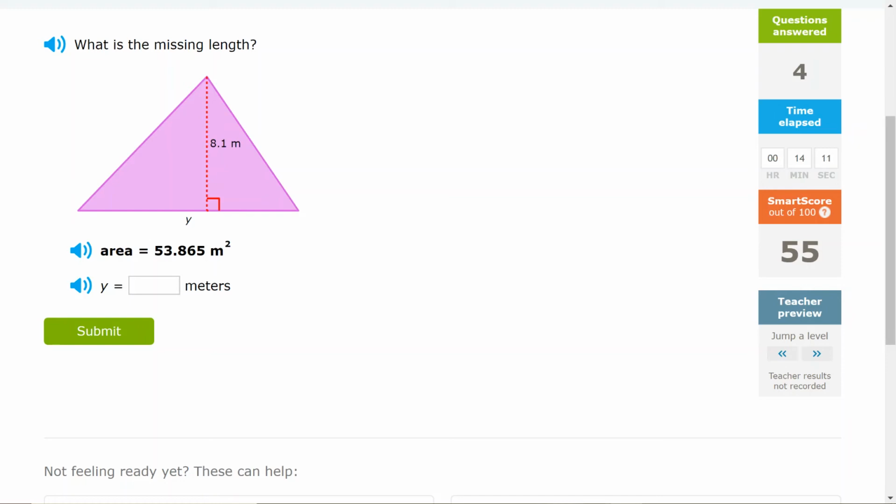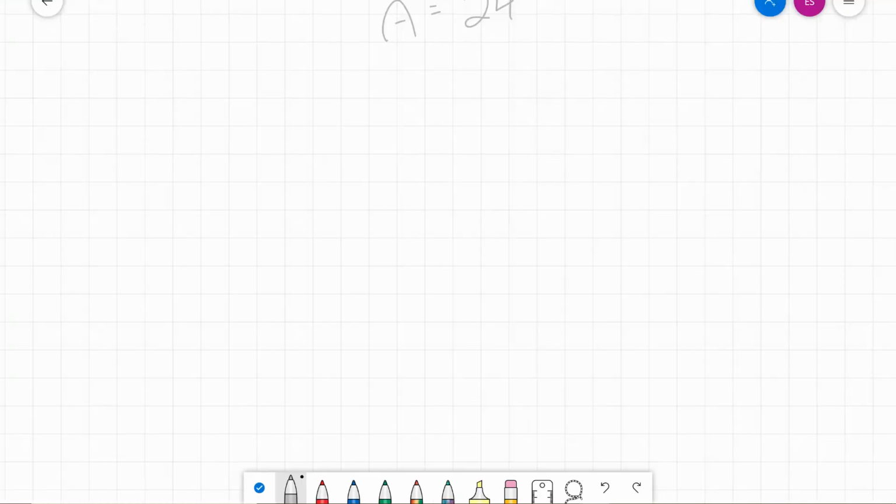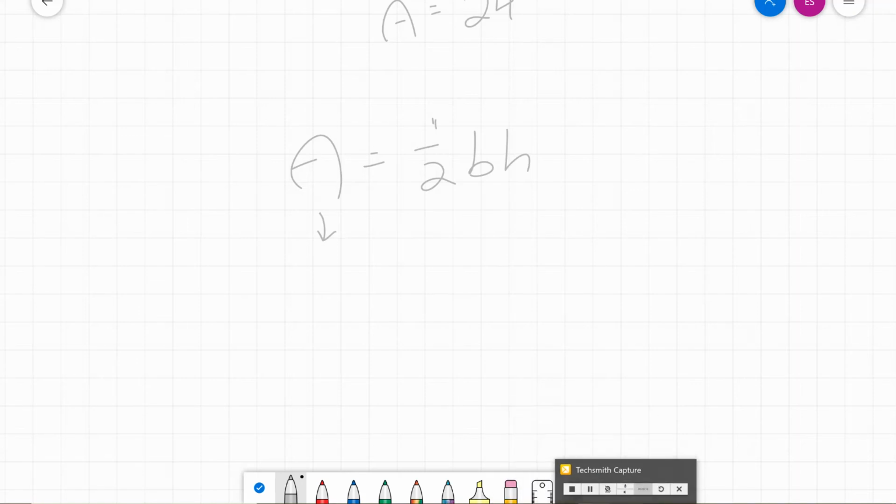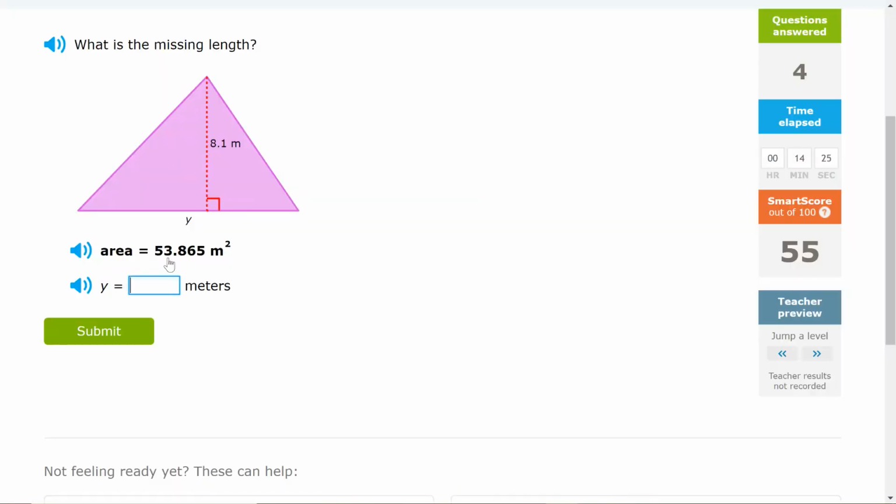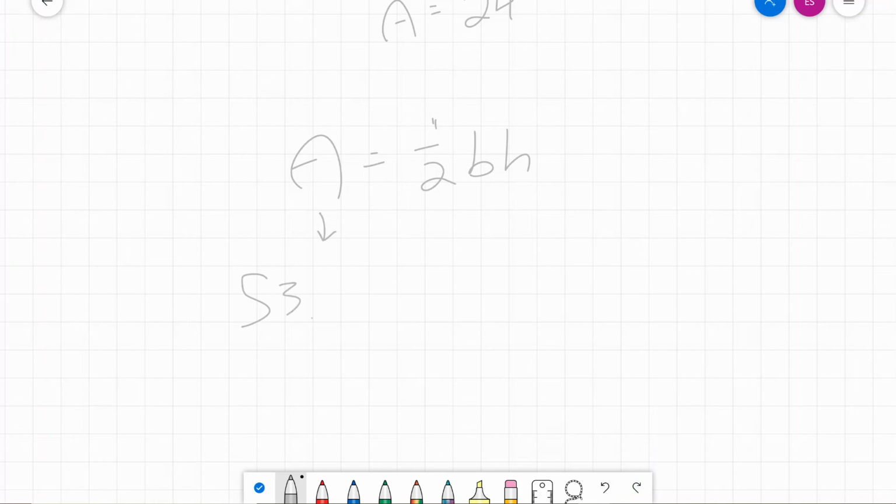So let's go ahead, and we have area equals 1/2 base times height. Now we actually have the area, so I'm going to put in the number for area, which is 53.865 meters squared, equals 1/2. The base is what we don't know, so I'm just going to leave that as b. And then we're going to do times.